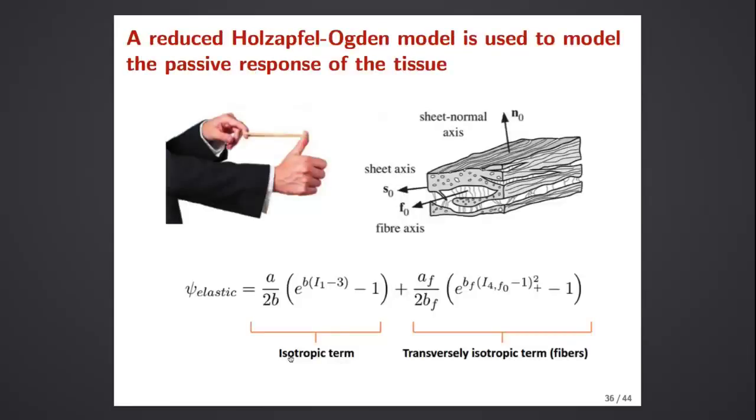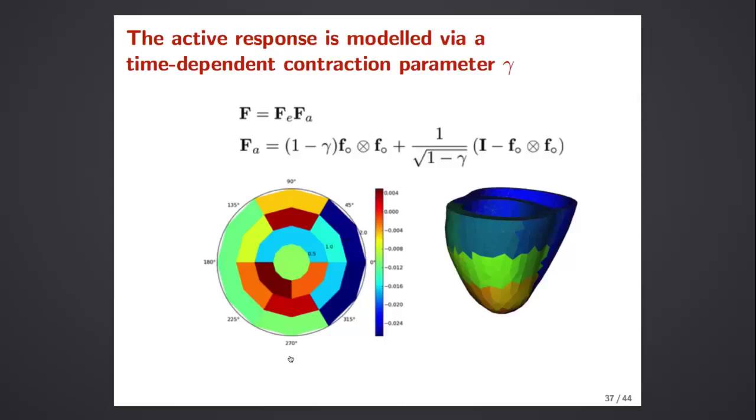We're using the Holzapfel-Ogden model as the tool, but we're dropping some terms. In particular, we're only considering the transverse isotropy term corresponding to the AF and BF and AB. And in addition to considering the small passive response of the tissue, we're also using the so-called active strain framework to model the active contraction of the heart.